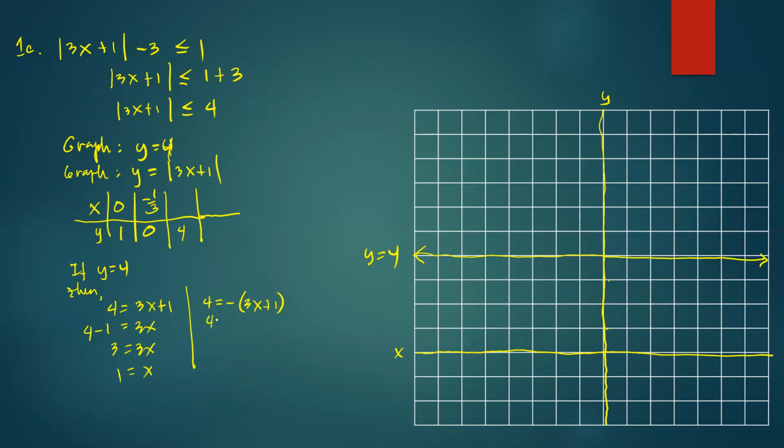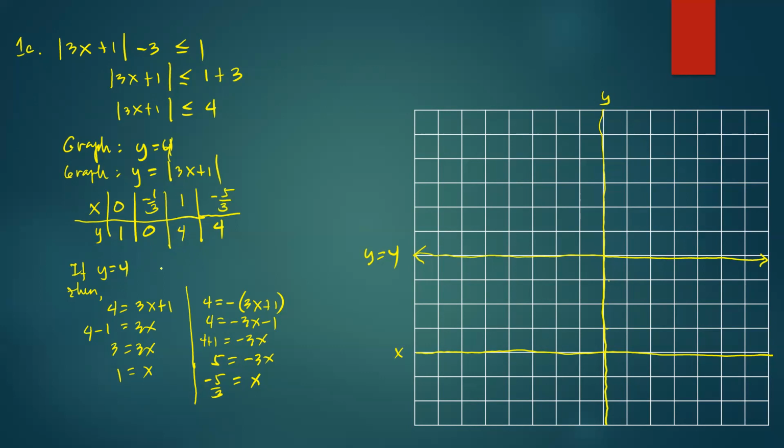And here we're going to have 4 is equal to negative 3x minus 1, or that is 4 plus 1 is equal to negative 3x, or that is 5 is equal to negative 3x, or that is x is equal to negative 5/3. Okay, so those are our 2 points. We have both our y is equal to 4. One is the x is 1, and the other one is the x is negative 5/3.